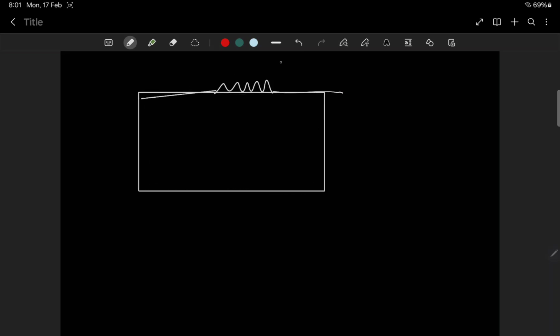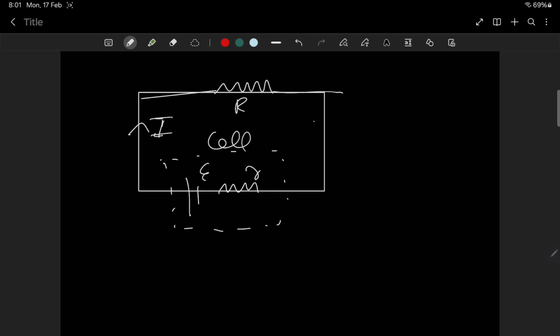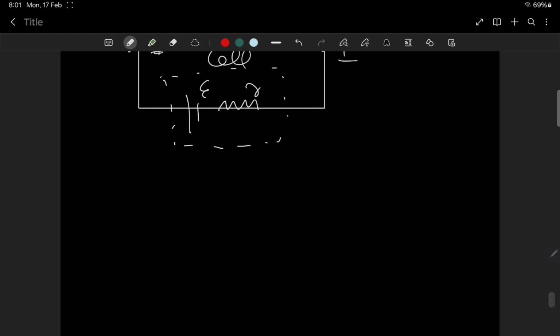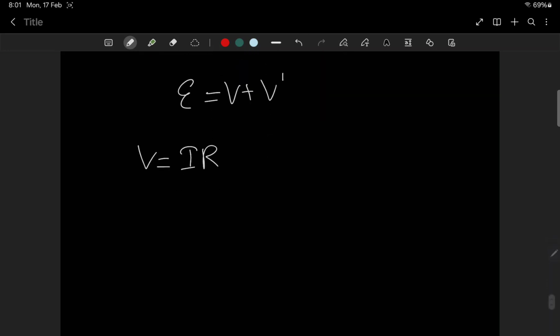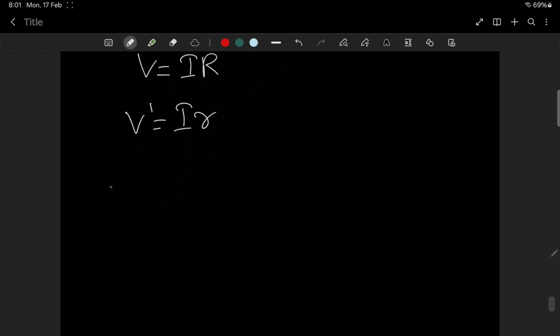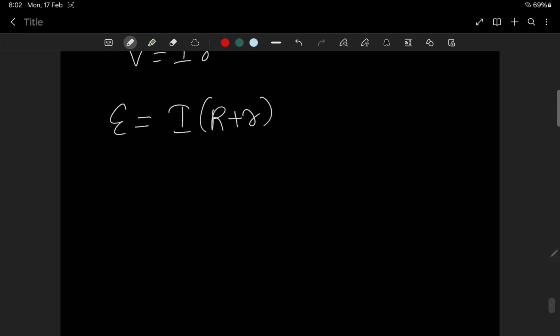Now we are going to look at how these quantities are important. So this is a cell, and this is the internal resistance small r. This is the total cell, and this is the external resistance R. Here E is equal to V plus V dash. By Ohm's law, V is equal to IR, and V dash is equal to I into small r. So E is equal to I into R plus r. Hence the current in the circuit is I equal to E by R plus r.